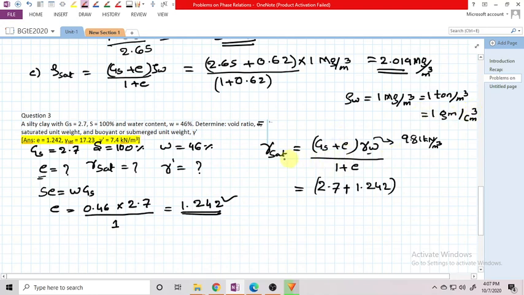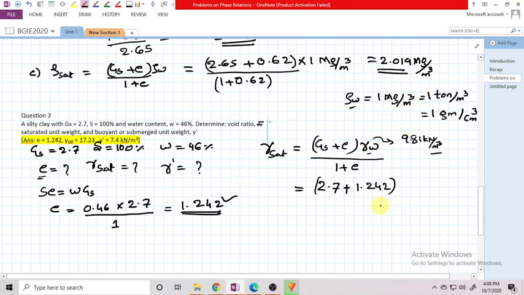But here we are using unit weights. Whenever I am using unit weight, the unit will be kilonewton per meter cube. Whenever I am using a density, the unit will be ton per meter cube, gram per cm cube, or megagram per meter cube. So please observe this difference.